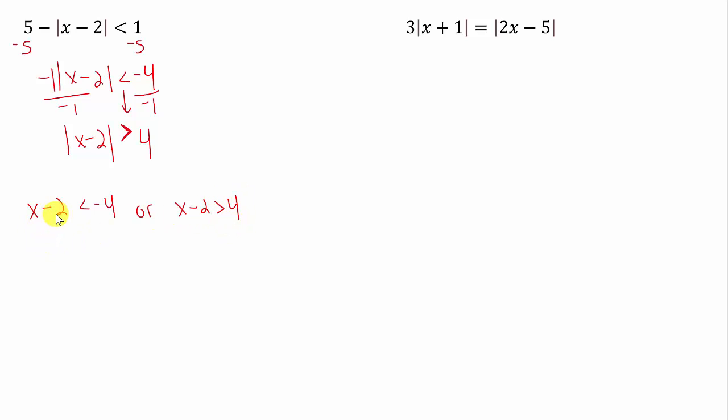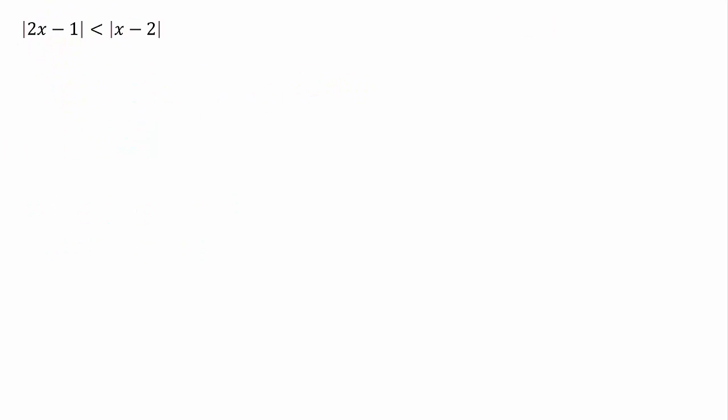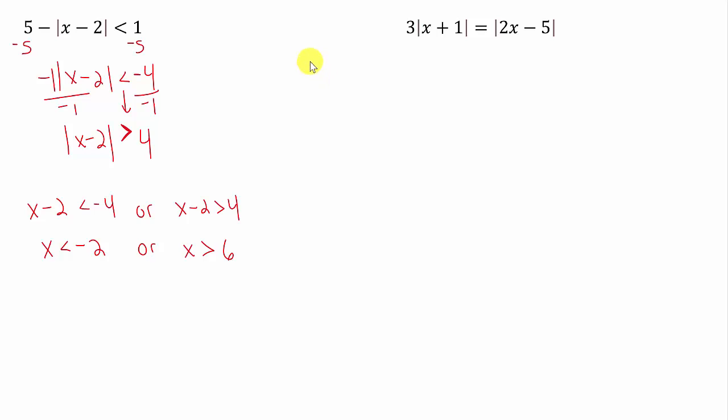And then, of course, I'm going to solve for x. I'm going to add 2 to both sides, and this is going to give me x is less than negative 2. Or, when I add 2 to both sides here, I get x is greater than 6. So anything that's less than negative 2 or greater than 6 would satisfy this and make this a true statement. And, of course, you should always check your work.